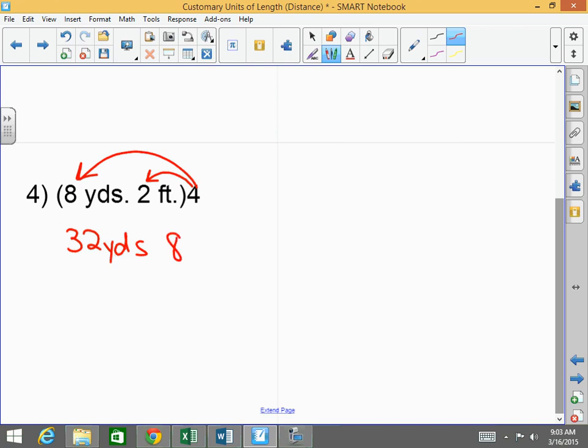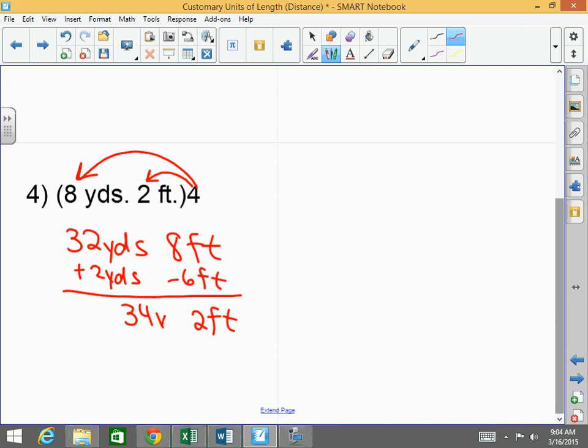Okay. So now, we can do one of two things. We can turn this all into yards and feet, but reduced, or we could turn it all into feet. So let's do the first one. Let's turn this into yards and feet. How many feet in a yard? So can I take away 6 feet from here and add 2 yards over here? Because there's 3 feet in a yard, right? So I'm taking 6 feet away and I'm adding those 2 yards here. So this would be 34 yards and 2 feet. Does that make sense?